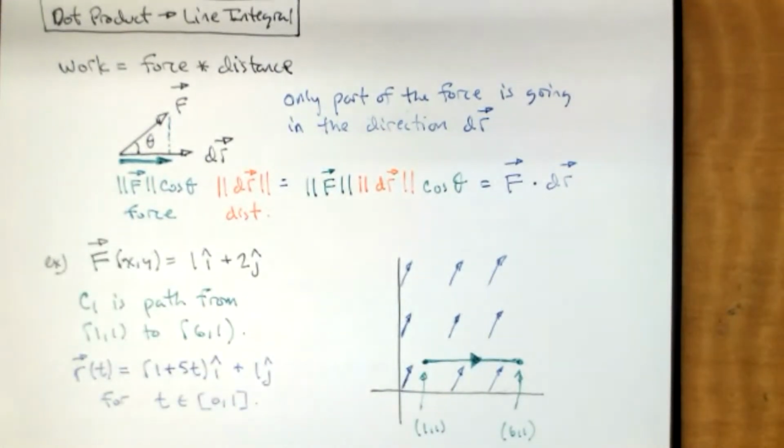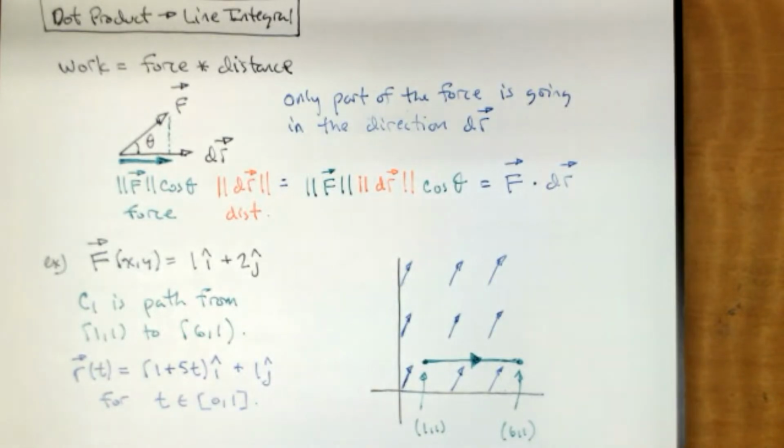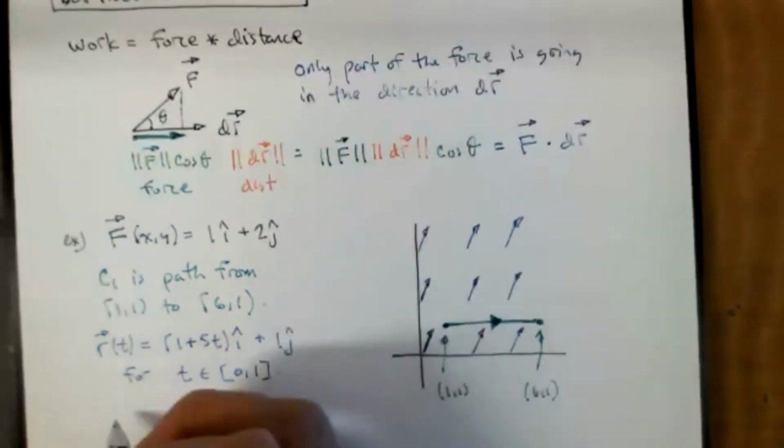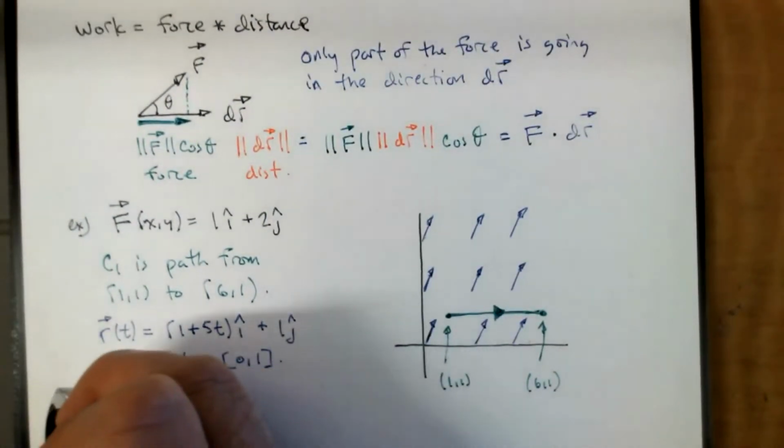The path was given to us; the parameterization we had to come up with. So here's our parameterization. The other thing that we need for the parameterization is the dr. We're going to create a line integral over C of f dot dr. So our dr will just be the r prime of t.